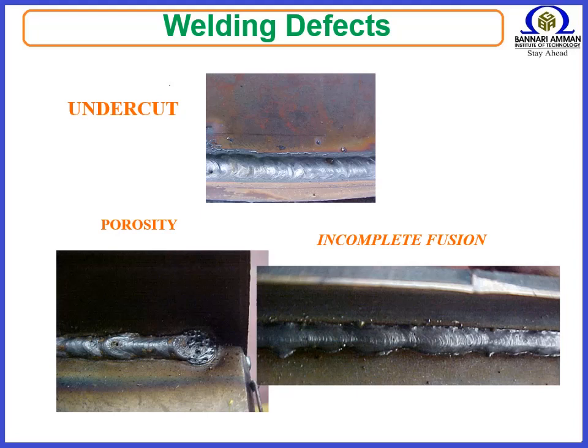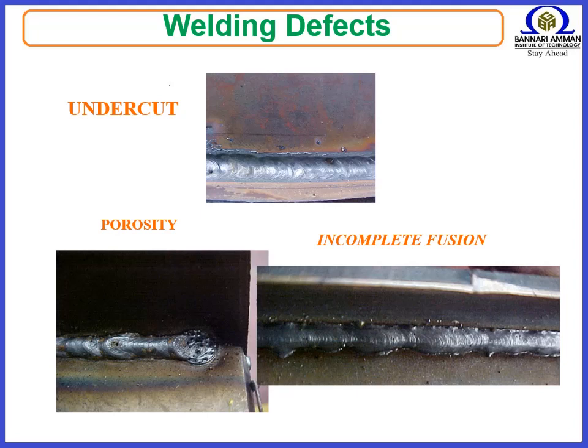Incomplete fusion. This type of welding defect occurs when there's a lack of proper fusion between the base metal and the weld metal. It can also appear between adjoining weld beads. This creates a gap in the joint that is not filled with molten metal. Causes of incomplete fusion: low heat input, surface contamination, electrode angle is incorrect.